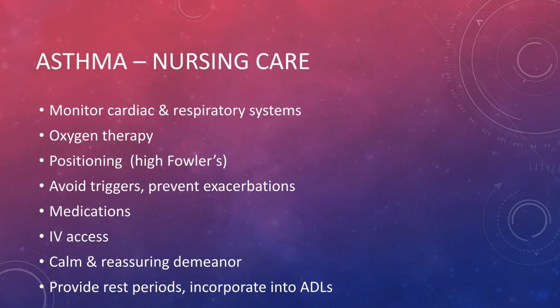Asthma nursing care involves monitoring cardiac and respiratory systems and positioning the client in high Fowler's. Other interventions include oxygen therapy, avoiding triggers, and medication administration. Maintaining a calm demeanor and providing rest are also vital.